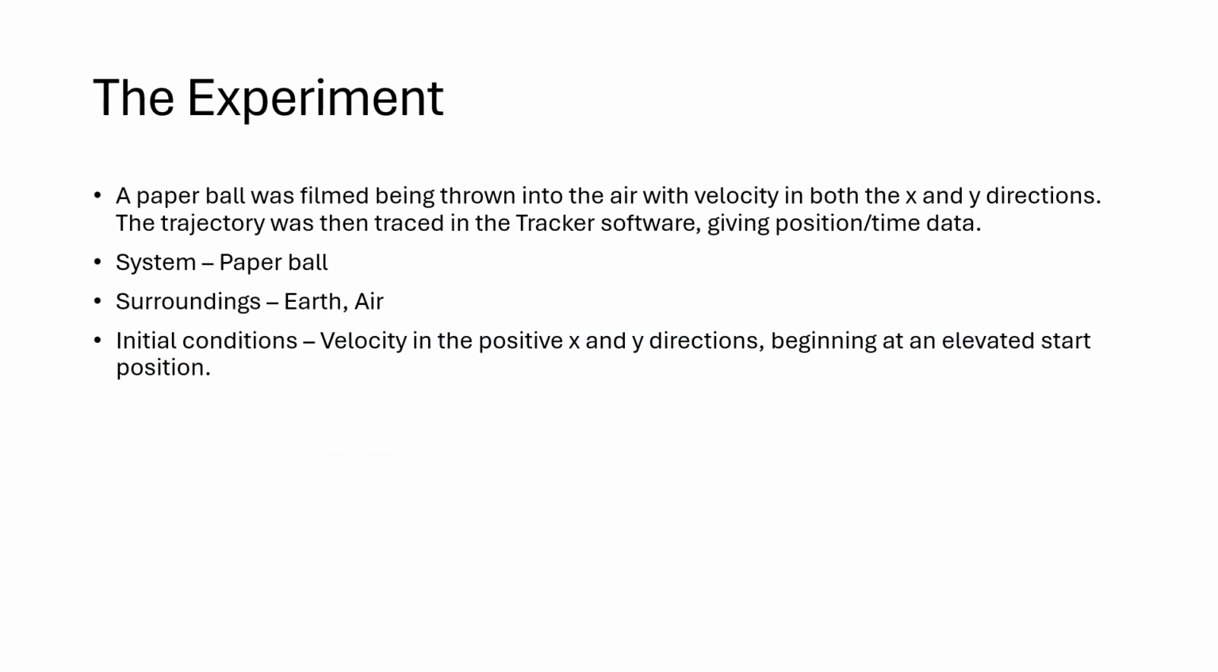For the experiment, a paper ball was filmed being thrown into the air with velocity in the x and y directions, and the trajectory was then traced in a tracker software, giving position over time data. Our system is the paper ball, and the surroundings are Earth and the air. And our initial conditions is velocity in the positive x and y directions, and we begin at an elevated start position.